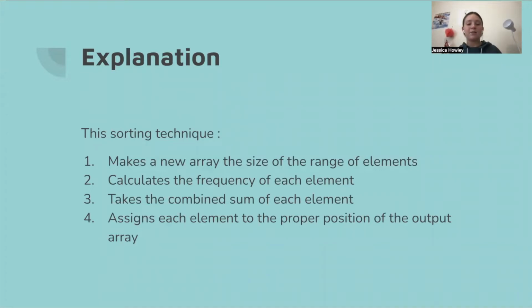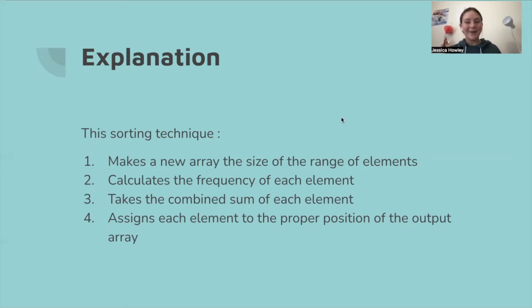And then you take the combined sum of each element. So the sum will be like 1 at position 1 and 2. You'll add it, and you'll keep going on, and you keep adding it. So this is kind of like hashing in the way that you're using an arithmetic sequence to carry it out. And this is why it's not a comparison sorting technique, because you're using math to translate it to a new array. So then once you do that, you'll assign each element to the proper position of the output array. So by doing the mathematics and taking the combined sum of the frequencies, you will get your new array.